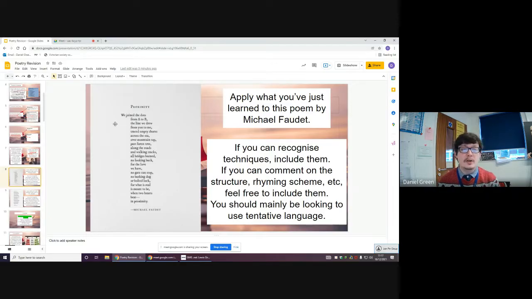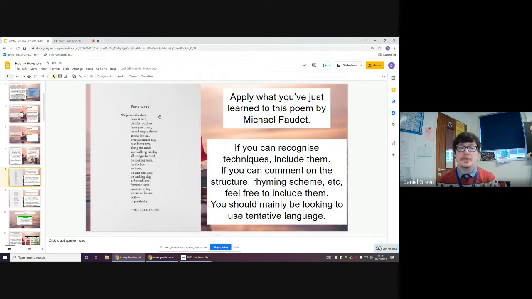First of all, if you look at the way that it's structured, we've got one line here. The rest of it is all one stanza, and it's all indented from the very first line. Now, you could interpret this as being quite a flowing poem, because there aren't very many full stops throughout here. It sort of carries on. There's a bit of enjambment, such as along the roads and walking tracks, but they have end-stopped lines, and it creates quite a pace to the poem.